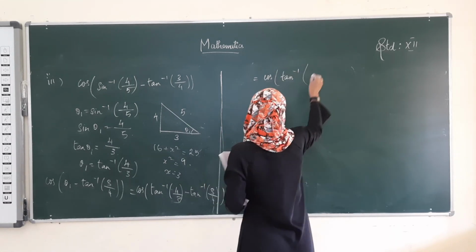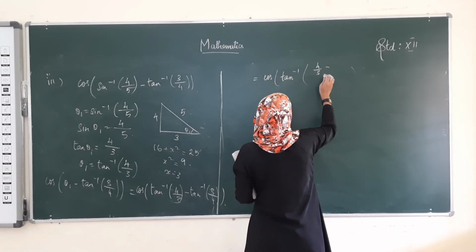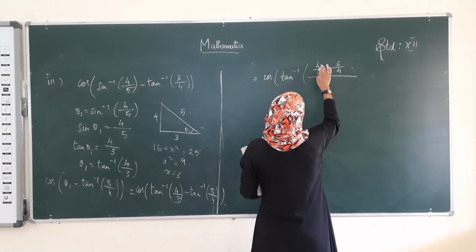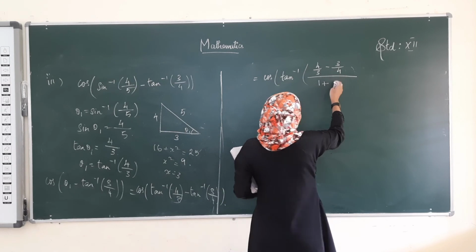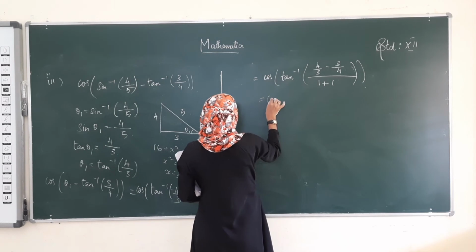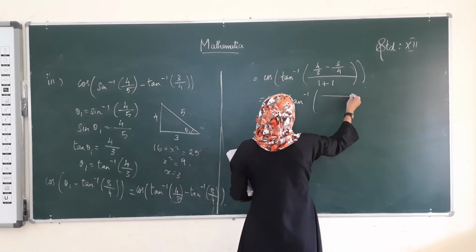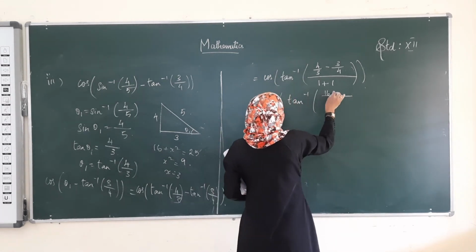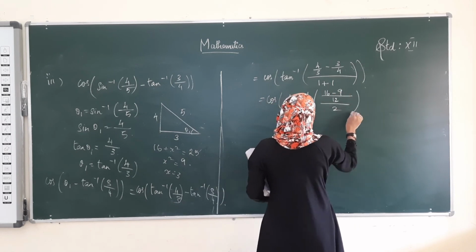A is 4 by 3. What's the value of B? B is 3 divided by 4. A minus B: 4 by 3 minus 3 divided by 4, the whole divided by 1 plus 4 by 3 into 3 by 4. That is 4 3s are 12 divided by 12, that is 1. Equal to cos of tan inverse of, find the LCM. Here it is 12 into 4. 4 4s are 16 minus 3 3s are 9, divided by 2.